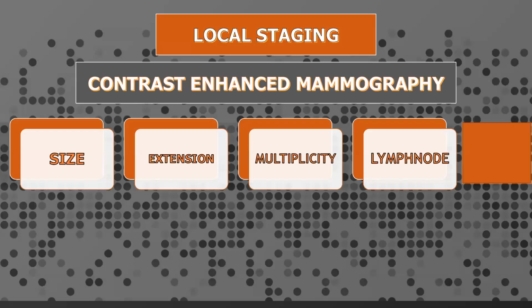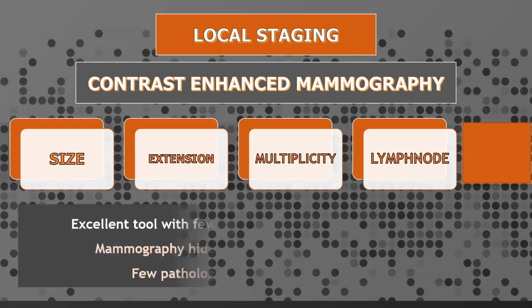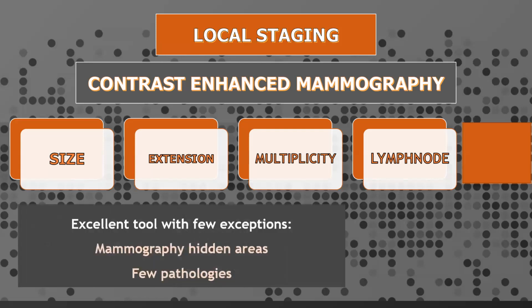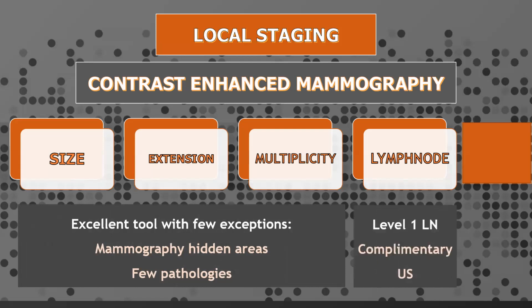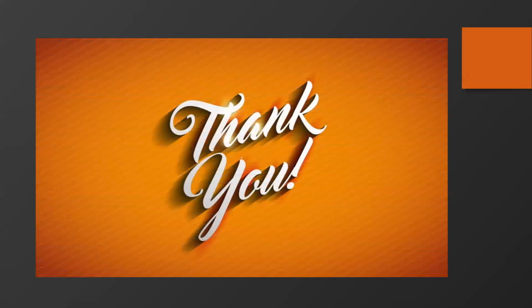And to sum up what we've said, in local staging, assessing the size, extension, and multiplicity, contrast mammography is considered an excellent tool with few exceptions in the mammography hidden areas and with some few pathologies. Well, unfortunately, in lymph node staging, it is not the modality of choice because we can only see level 1 lymph nodes, and we should do a complementary ultrasound to assess the rest of the lymph nodes. Thank you.